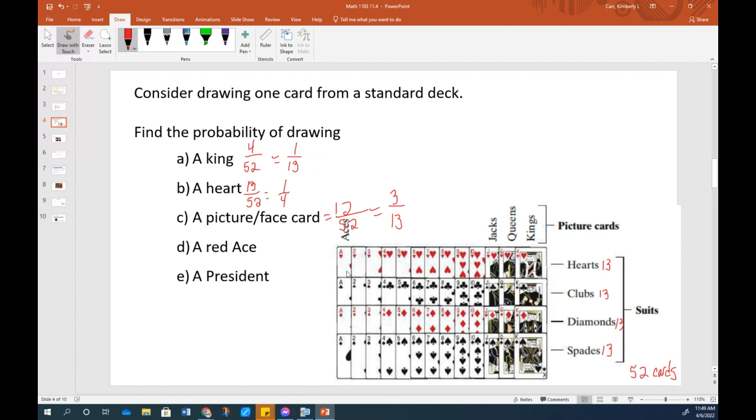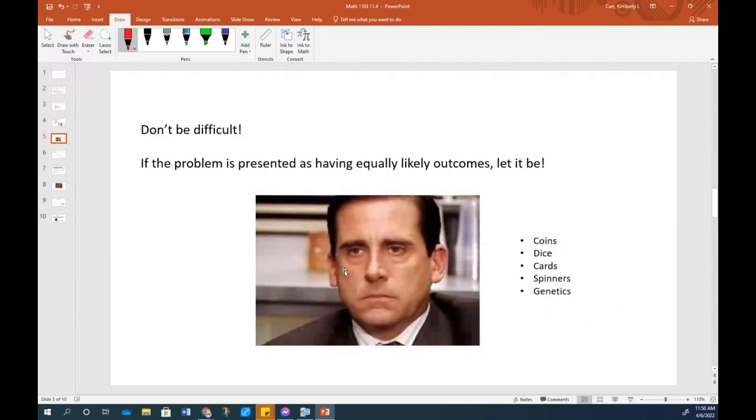Now a red ace, that means it had to be an ace in the hearts or an ace in the diamonds. So there are 2 red aces out of all the cards, and that one reduces to 1 out of 26. Now, what about a president? Well, there is no card that has a president on it. We have kings and queens and jacks and ace, but no president. That one's impossible, so that one's 0. So again, if you're not familiar with cards, you might want to look that up.